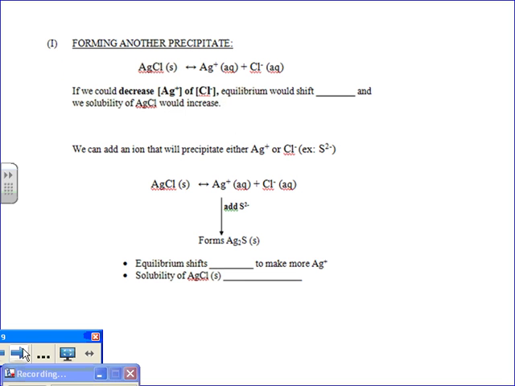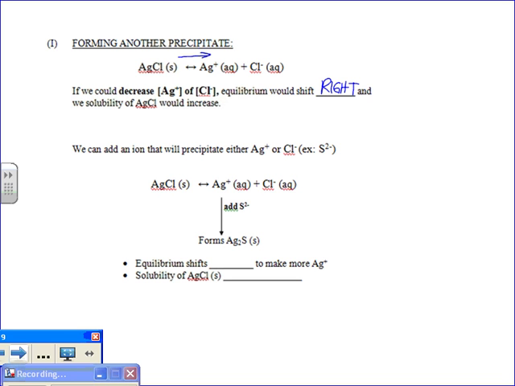So let's do an example of this. Okay, I've got a different saturated solution here. This time I have silver chloride with silver plus and chloride negative ions in solution. And we could decrease the concentration of silver ion or chloride ion by precipitating one of them out of solution. If we did that, the equilibrium would shift to the right. Le Chatelier tells me if I lower the concentration of an ion, that will shift my equilibrium to the right. It will try to make more of that product.